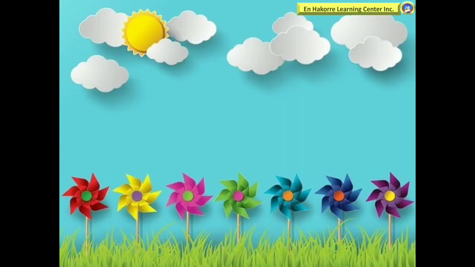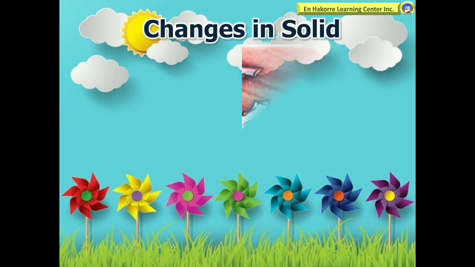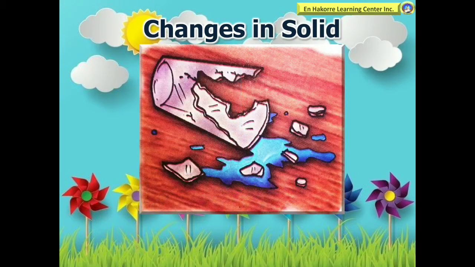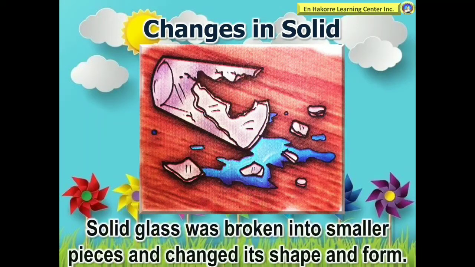We have here another example of changes in solid, children, specifically in the glass. Solid glass was broken into smaller pieces and changed its shape and form. However, the particles of the glass remain the same even if it is broken. Proceed to the next page of your book, that is page 38.